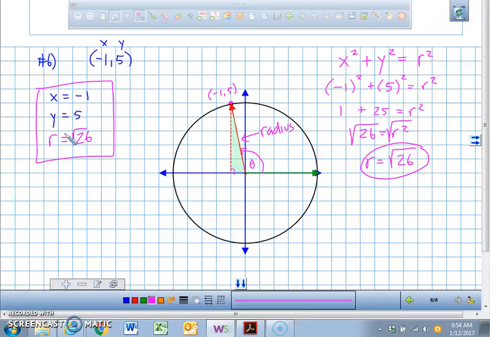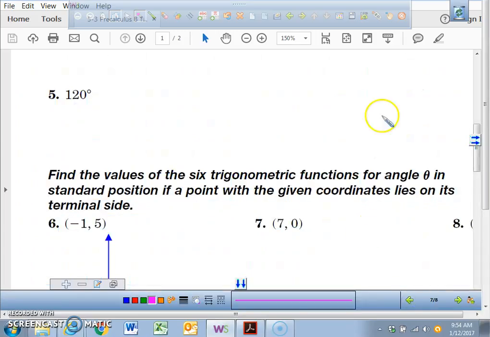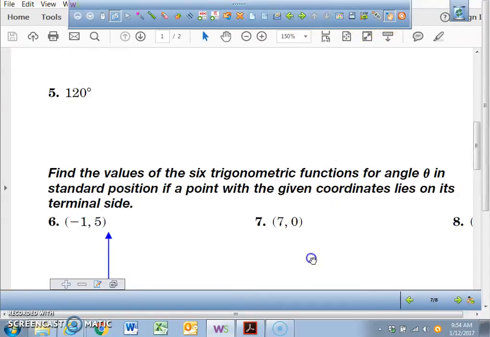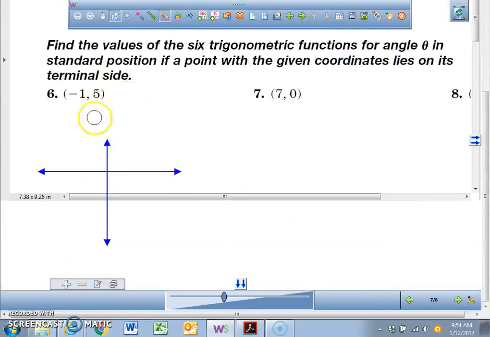So now you have what? You have x, you have y, and you have r. You have all three that you need to finish the 6 trig ratios. Okay? With all 3. So right now I'm going to go back. Okay, it's right here. This is the picture to go with it. I'm going to go back. And now I'm going to erase this. We don't need it.